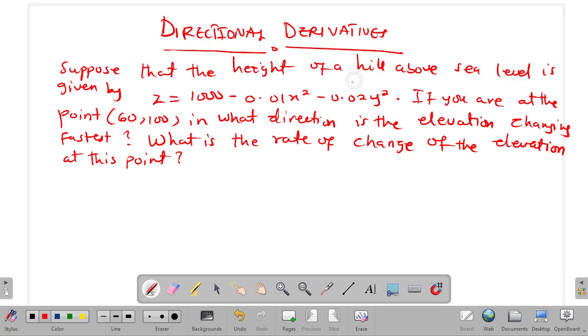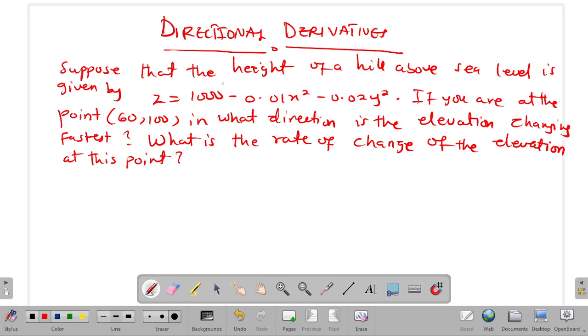Suppose that the height of a hill above sea level is given by the expression z is equal to 1000 minus 0.01x squared minus 0.02y squared. If you are at the point (60, 100), in what direction is the elevation changing fastest? What is the rate of change of the elevation at this point?